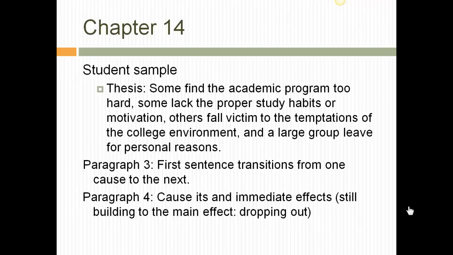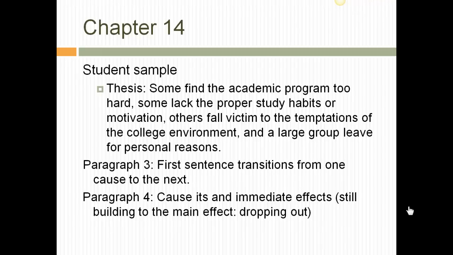And then we get into the thesis. Some find the academic program too hard, some lack the proper study habits or motivation, others fall victim to the temptations of the college environment, and a large group leave for personal reasons. We are establishing that we are going to look at the causes. We're going to try to explain why students drop out of college after the first year.